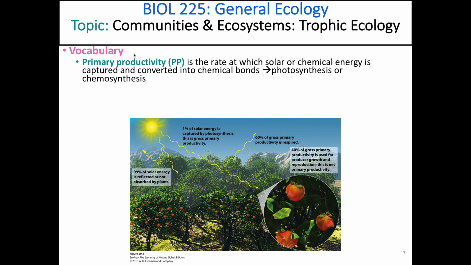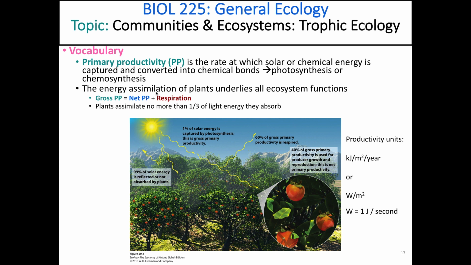And so primary productivity, again, all of the photosynthesis that's happening, and the energy assimilation of plants underlies all ecosystem functions. And so all of the energy that plants take up is known as gross primary productivity. And then the gross primary productivity is divided into 2 things. The productivity that plants need to live, which is their respiration, and the net primary productivity, which is the amount of productivity that is available to the next trophic level. And in general, plants assimilate no more than 1/3 of the light energy they absorb. So that means that this NPP here is rarely more than 1/3 of the total gross primary productivity.